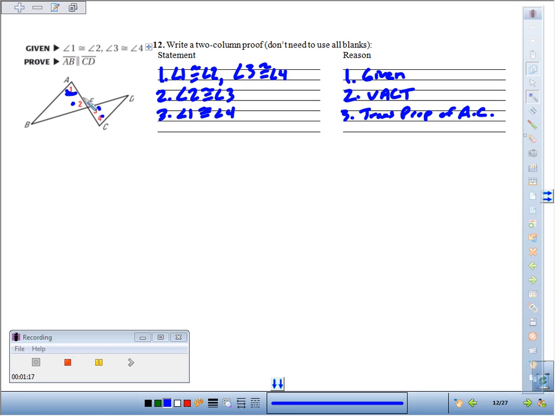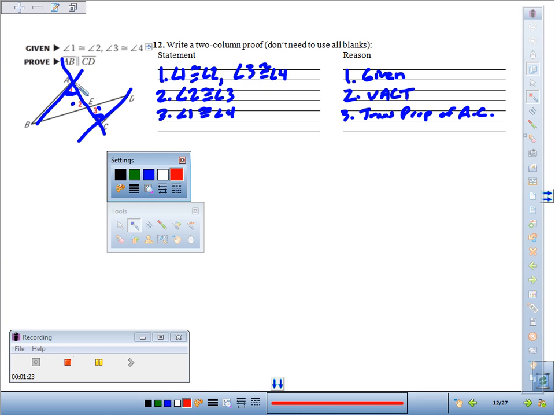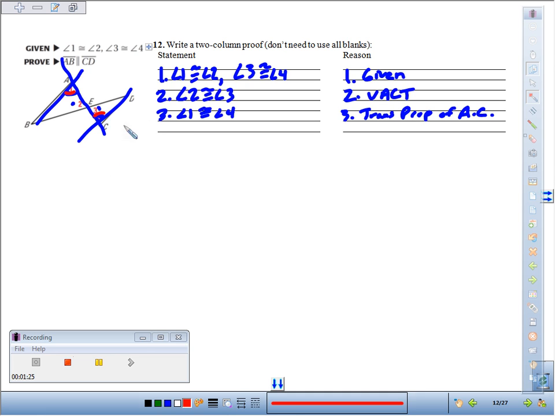But if angle 1 is congruent to angle 4, we have two lines that are cut by a transversal such that alternate interior angles are congruent. We could jump and say the big thing that we're trying to prove, segment AB, is going to be parallel to segment CD, and we would say that by the alternate interior angles converse. We have to make sure we include the converse, which says if you have two alternate interior angles congruent, then the two lines are going to be parallel.